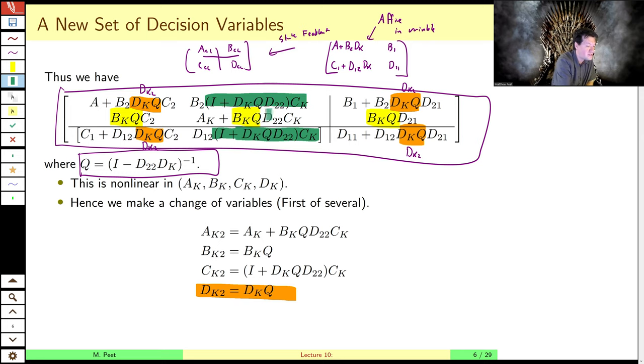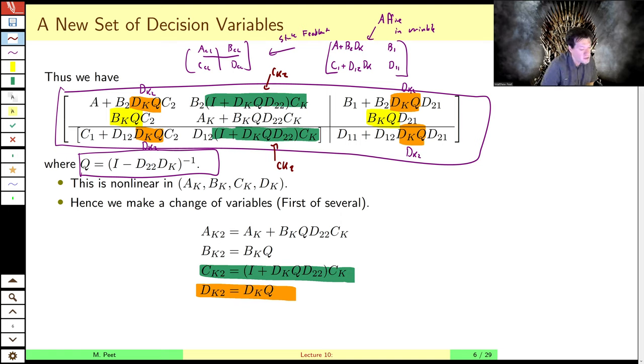This term is not only multiplying Q, but also BK and CK, so we have this other term over here. I'll hold off on giving that its own color right now. So what's our next variable substitution? The green ones look good. Let's create a new variable which includes all of the terms which are nonlinear in those variables. We'll create a new variable CK2, which gets rid of all of these pieces. That's CK2, and that's CK2. So now this is affine in CK2 and DK2.